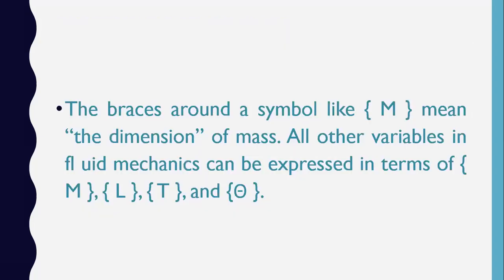Whenever we put braces around a symbol, it means the dimension of that quantity. For example, if I place L inside braces, it means the dimension of length; likewise the dimension of mass, the dimension of time, and the dimension of temperature. This is the meaning of those braces.